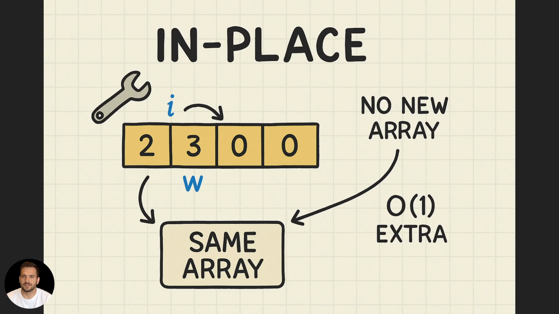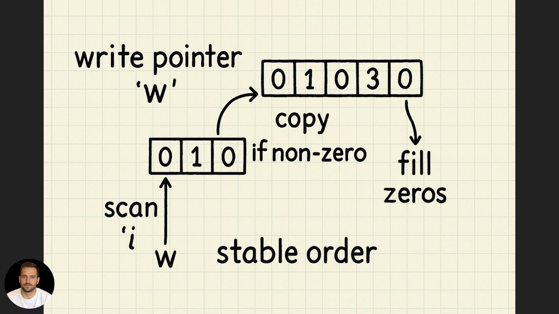All right. Now let's create the more advanced and interview-preferred approach in place. We will keep the order of non-zeros and write them forward as we scan. The key idea is a write pointer. Quick idea in simple words.